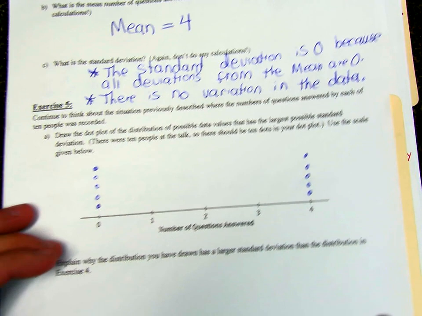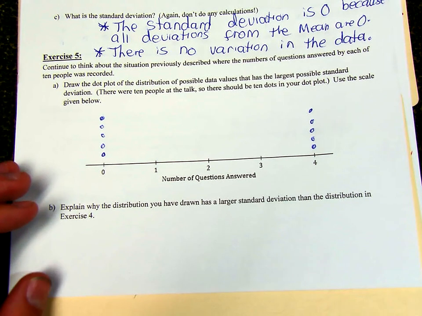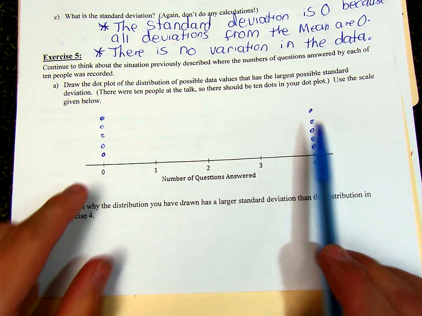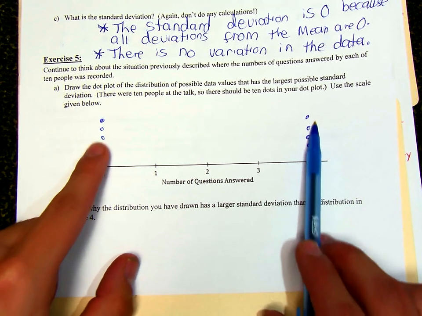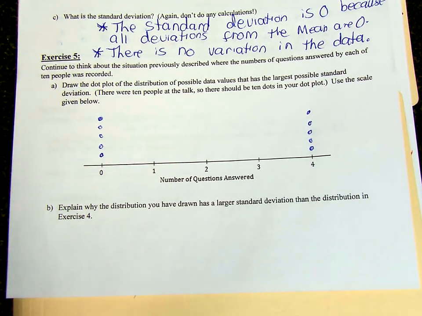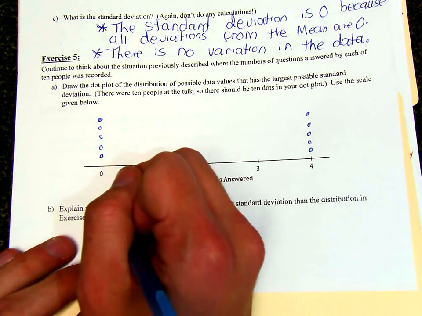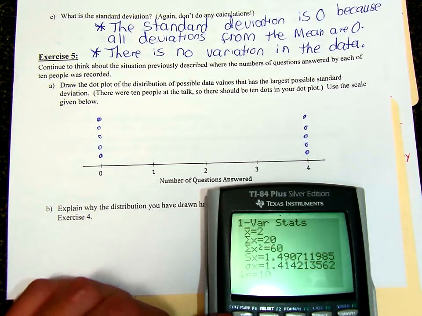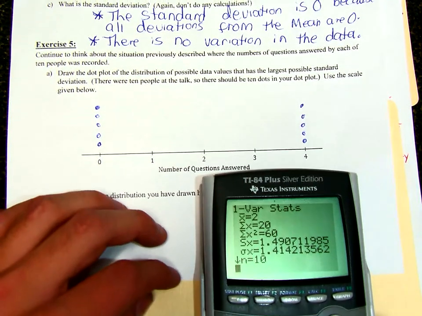So they want us to explain why the distribution we have drawn has a larger standard deviation than the distribution in exercise 4. Well, we know that in exercise 4 there was no deviation from the mean. And here we have a lot of deviation from the mean. So first off, let's find the standard deviation for this problem. We'll find the mean and the standard deviation using our calculator.